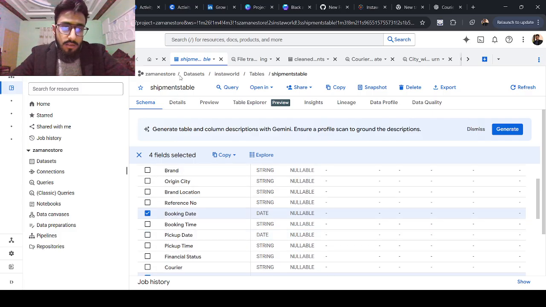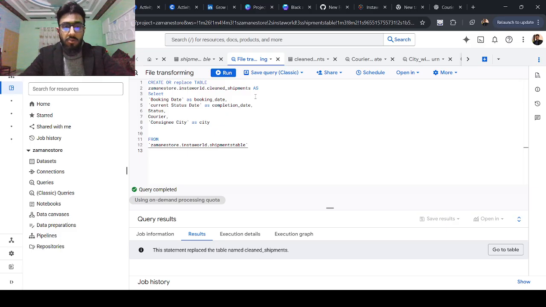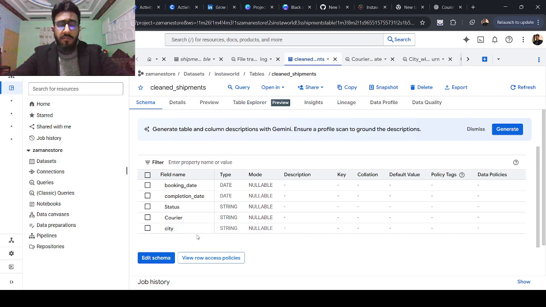All right. So basically, let me just share the SQL query that I used for cleaning, for taking into account only those columns that I actually needed for this analysis. We just needed the booking date, the current status date, the current status, the courier service, and then the consignee city, right? So I made a target table using these five columns. And this is now the schema of the new table that we achieved.